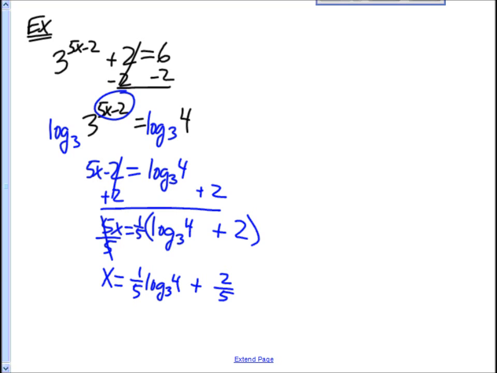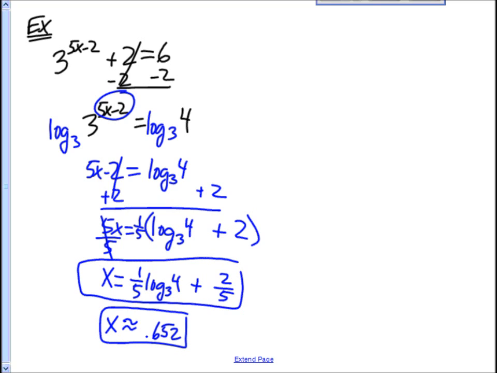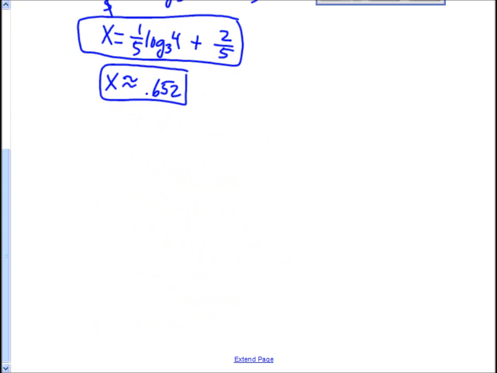Okay, there it is in exact form, and this ends up being approximately 0.652 if you wanted to punch that in. So either of those: there's your exact form, there's your approximation on your calculator. Okay, let's do another one like that.